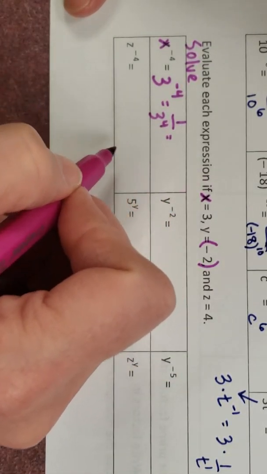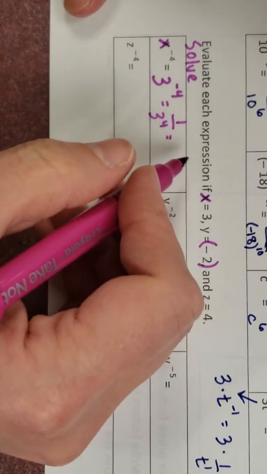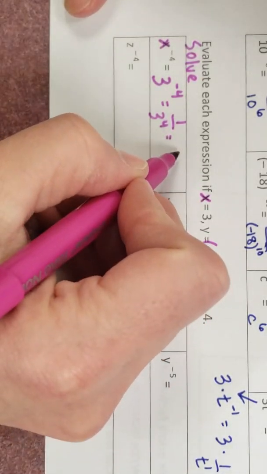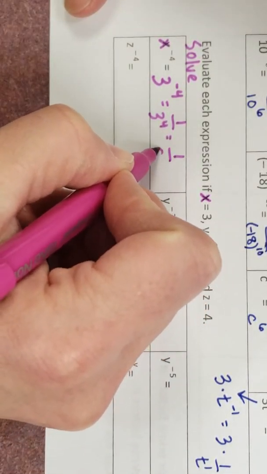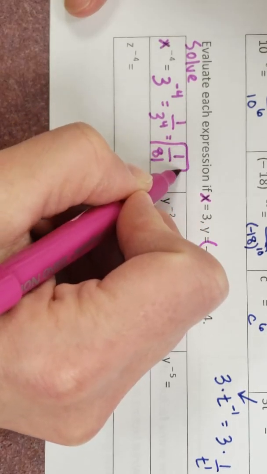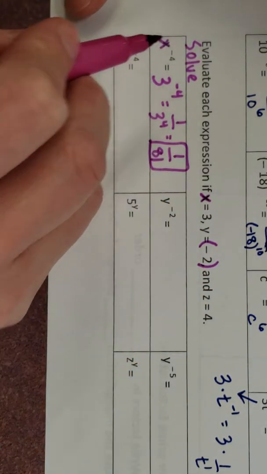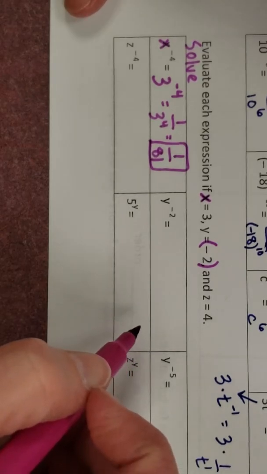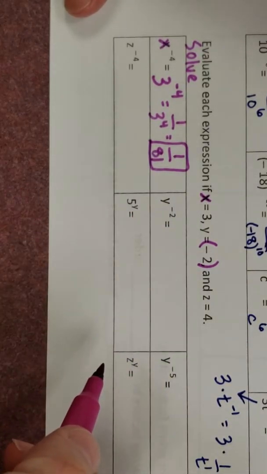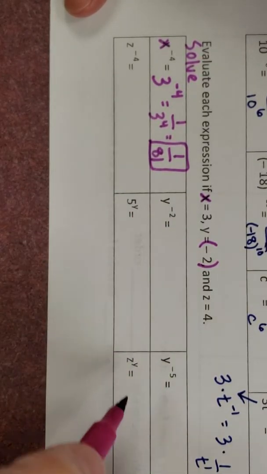That means 1 over 3 times 3 times 3 times 3. 3 times itself 4 times. 3 times 3 is 9, times 3 is 27, times 3 is 81. So all that to say, x to the power of negative 4 is 1 over 81, if x equals 3. Great. Let's try another one.